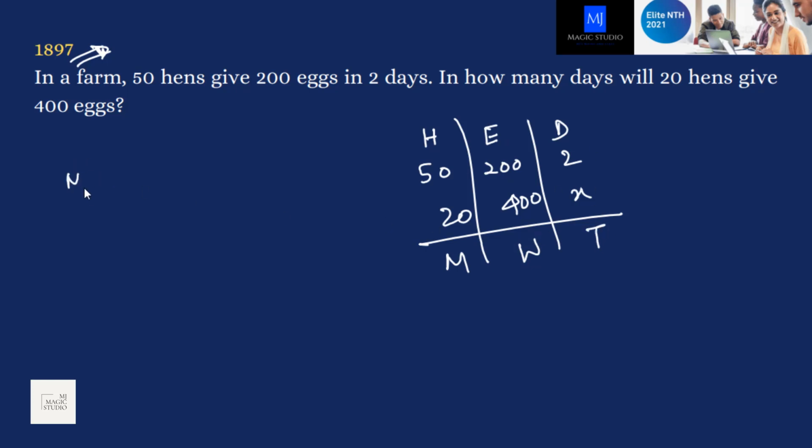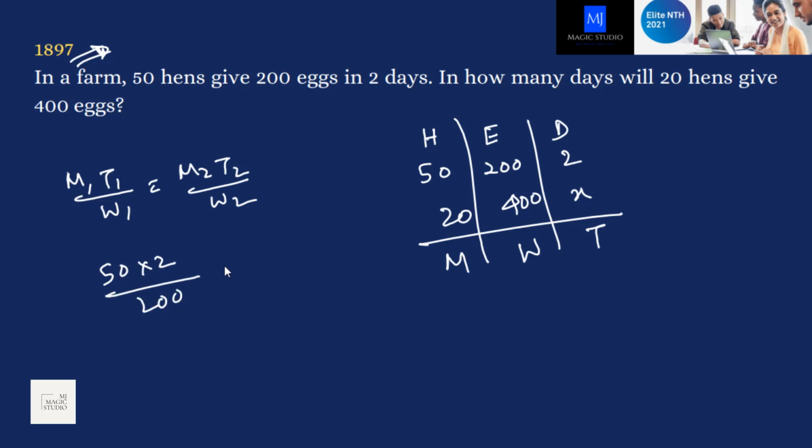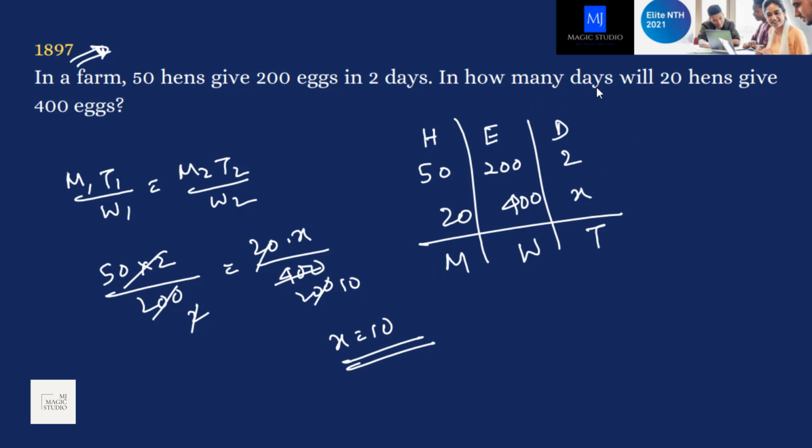We can use the formula M1 T1 by W1 equals M2 T2 by W2. So 50 into 2 by 200 equals 20 into x by 400. This is 100, this is half, then this is 200, so it is 10. X is equal to 10. So in how many days will 20 hens give 400 eggs? Our answer is 10.